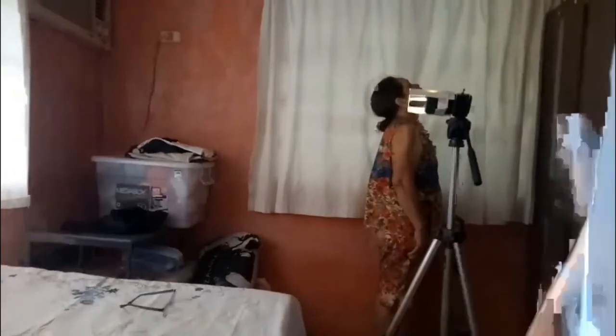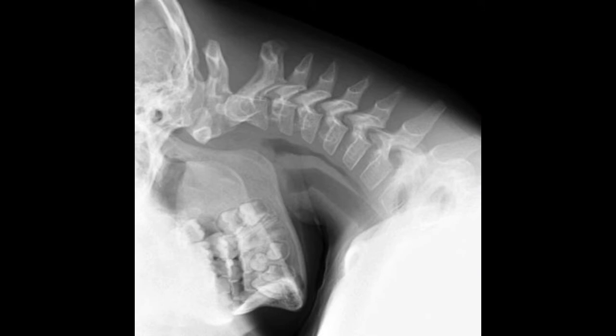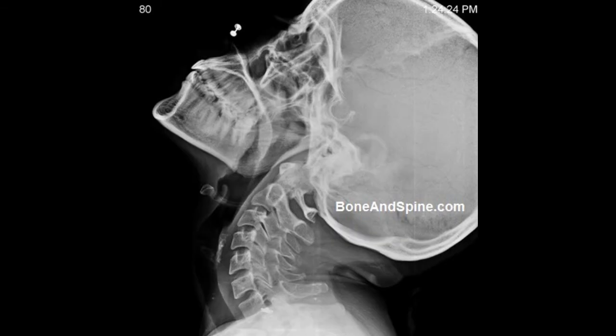Structures shown: the resulting images show the motility of the cervical spine when hyperflexed and hyperextended. The intervertebral discs and the zygapophyseal joints are also shown.